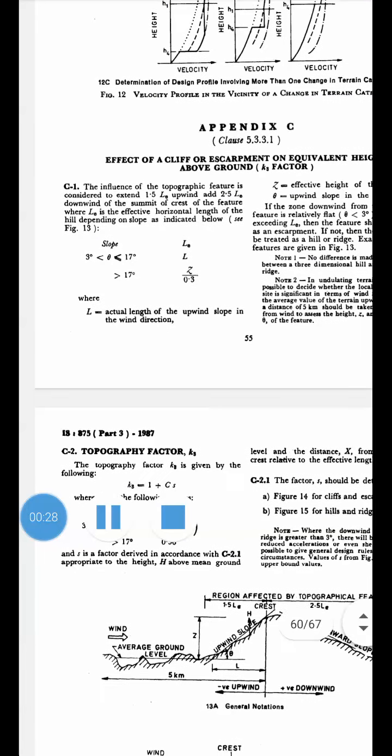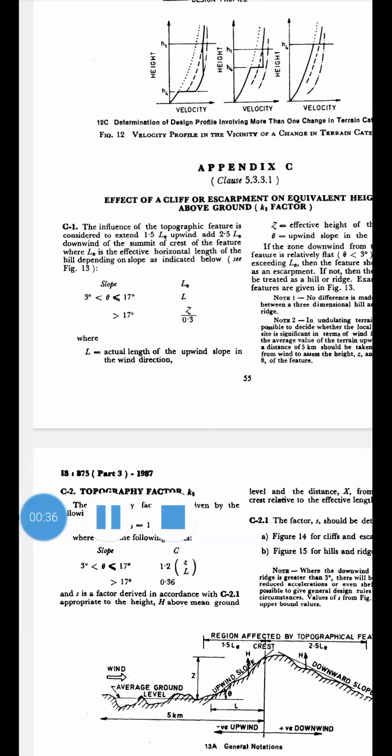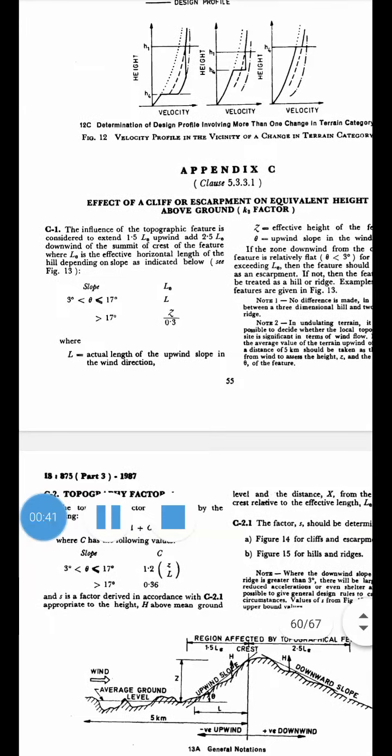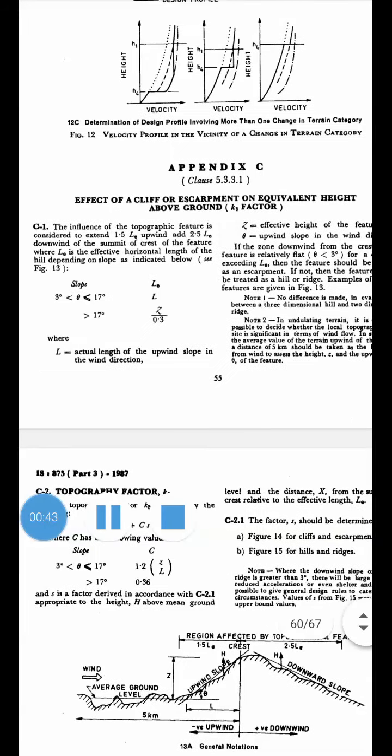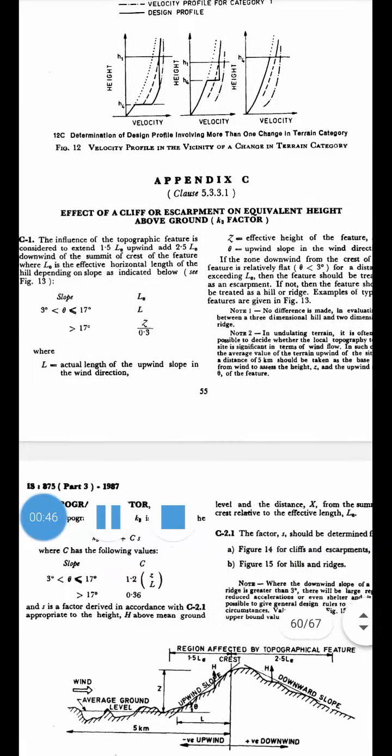So in this Appendix C, there is C1. There is a term called LC or LE. That LC or LE value depends on the value of theta. Now, what is theta actually? Theta is actually the slope of the wind direction. Now, actually, theta here refers to the slope of the hill.